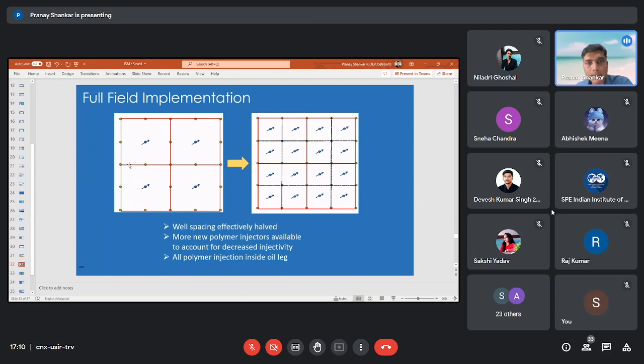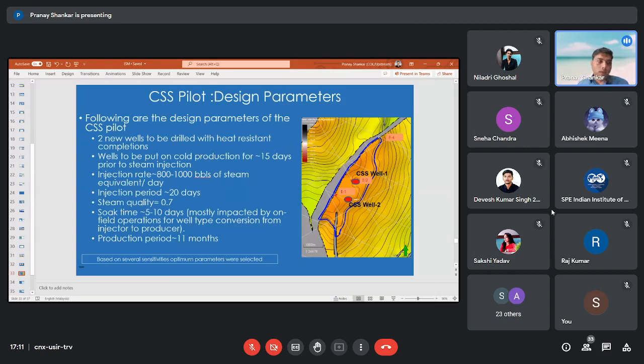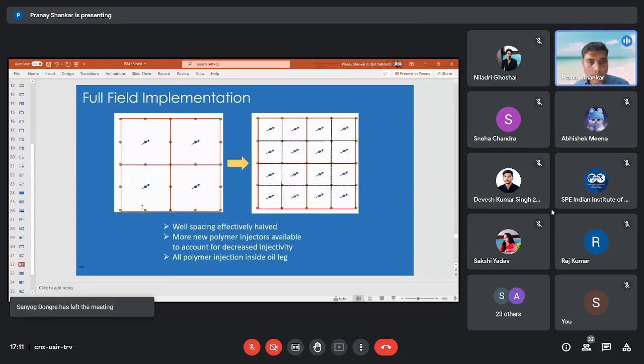And during polymer and ASP, we converted this 9-spot into 5-spot, where we have now 4 injectors and a producer in the middle. So you drill 4 wells here. Every pattern, we introduced 4 more wells, and they were converted into injector, and this injector was converted into producer. So we converted a 9-spot pattern into a 5-spot pattern. So you reduce the well spacing and implemented polymer followed by ASP, and improved the sweep and incremental oil. Then that was a case study based on polymer and ASP.